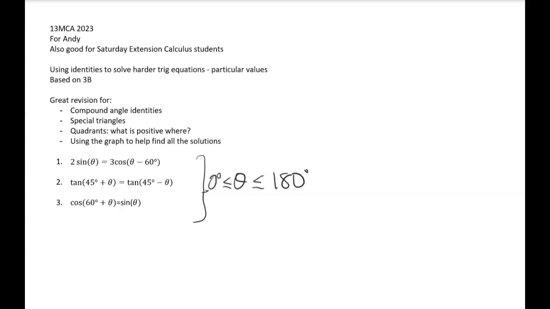So these questions are really good revision for quite a few different things in trig. They're good for compound angle identity work. They make us use special triangles. They also make us think about which trig ratio is positive in which quadrant. Right, so that's this picture here that should be popping into your head. And we also need to use the graph to help find all the solutions.